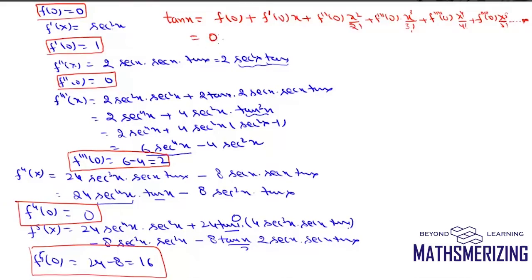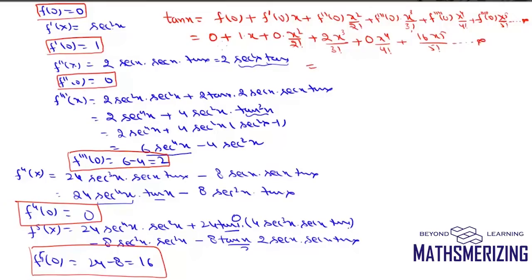Now clearly f0 is 0, plus f dash 0 is 1, so there will be 1 into x plus the second derivative at 0 will be 0, so 0 into x square upon factorial 2. Now the triple derivative is 2, so this is 2 x cube upon factorial 3. Now the fourth derivative again is 0, so this is 0 x to the power 4 upon factorial 4, and now your fifth derivative, which is 16, x to the power 5 upon factorial 5, and this series continues up to infinity.